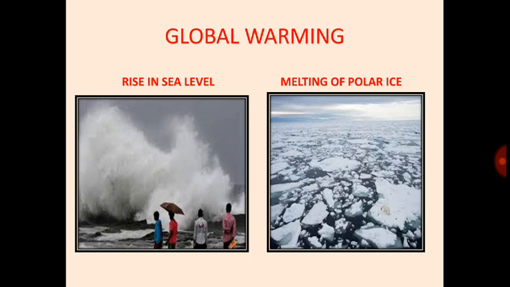Global warming. Due to global warming, there is a rise in sea level and melting, and here you can see the rise in sea level and melting of polar ice.